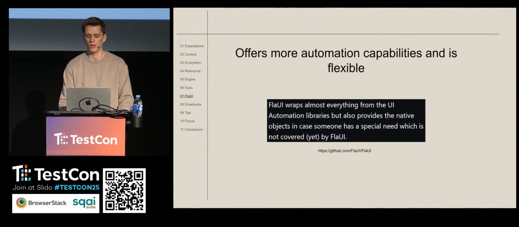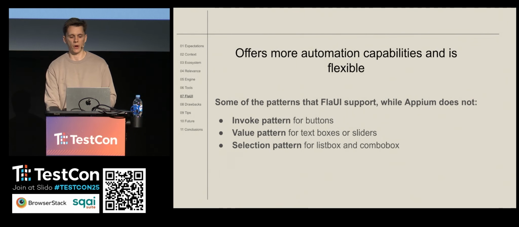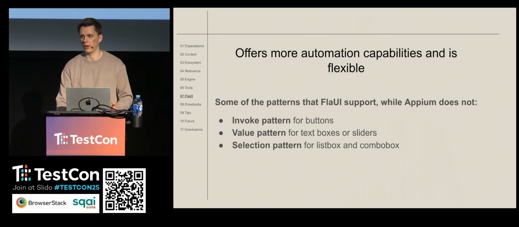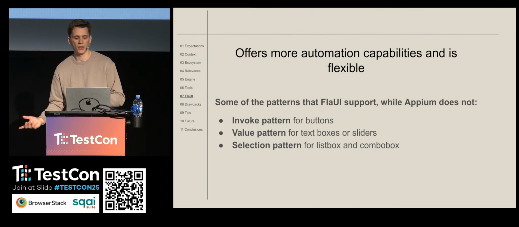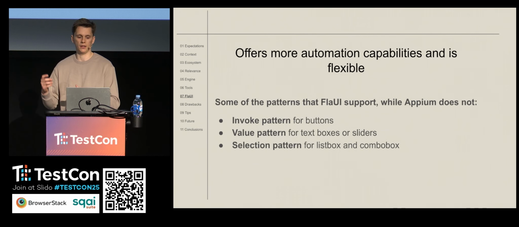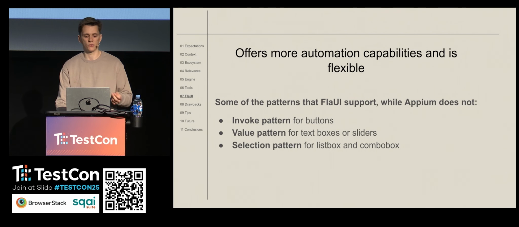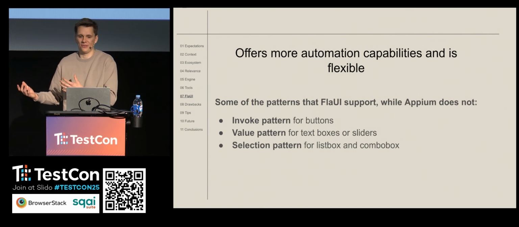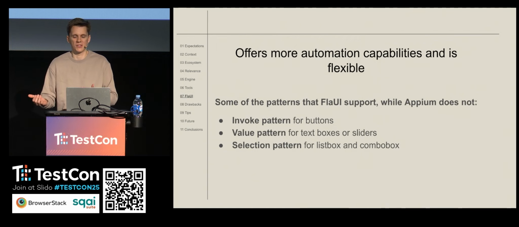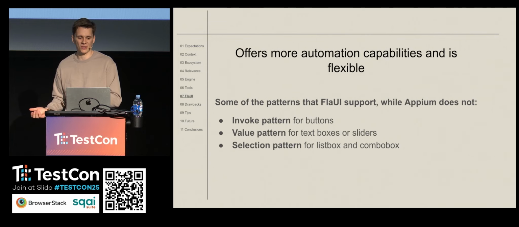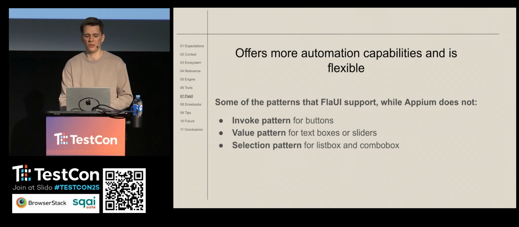And for example, if we compare FlyUI and Appium, we have the invoke pattern for buttons, so we can click a button without using the mouse. Then we have the value pattern, so we can set the value for text boxes and sliders, again, without using any mouse, without using any keyboard. We have the selection pattern, where we can select values from list boxes or combo boxes. And I know those things, if we compare to other frameworks, are nothing new. It should be common sense. But with Windows automation frameworks, it's really limiting, and FlyUI is so far the only framework that supports it.